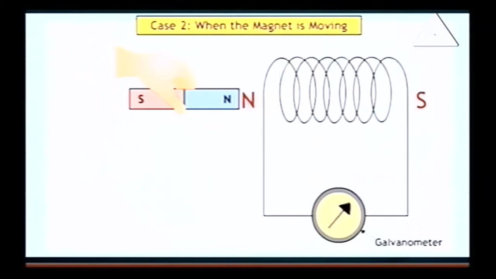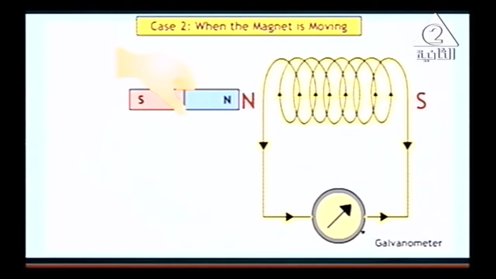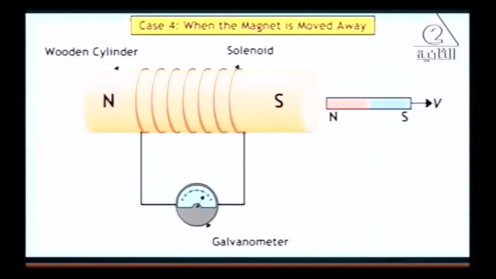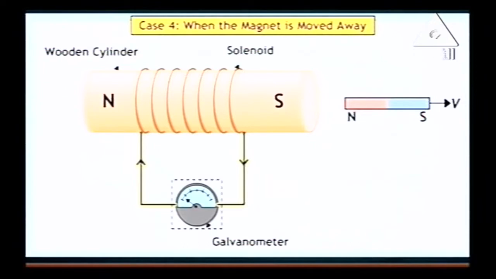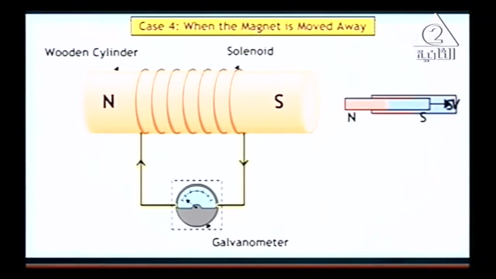When the magnet is pushed, plunged into the coil, moved towards the coil, the galvanometer needle swings to one side, indicating that a current is flowing in the coil. On removal of the magnet, when the magnet is moved away from the coil, the needle deflects in the opposite direction, indicating that an induced current is flowing, but in the opposite direction.